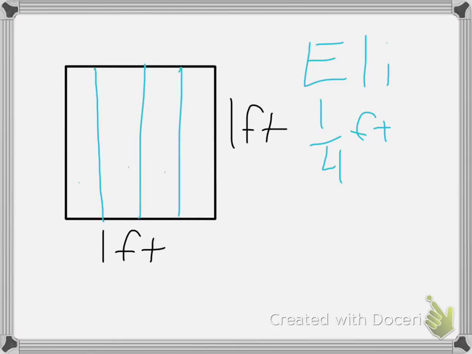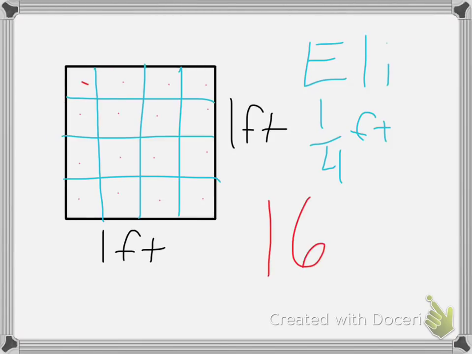So now I have 1, 2, 3, 4 across, and I'm going to break the sides into 1/4. So 1, 2, 3, 4. Then the last step is to go through and count all the tiles. 1, 2, 3, 4, 5, 6, 7, 8, 9, 10, 11, 12, 13, 14, 15, 16. So we would need 16 tiles to cover that 1 foot by 1 foot area with 1/4 of a foot tiles. Okay, and again, what that means is that one of these squares measures 1/4 of a foot by 1/4 of a foot.